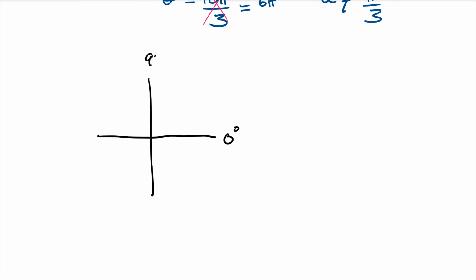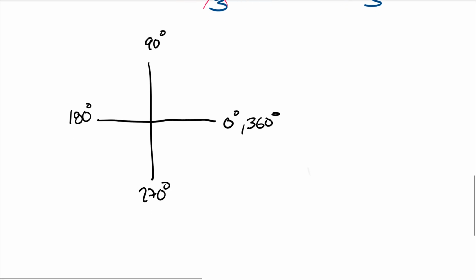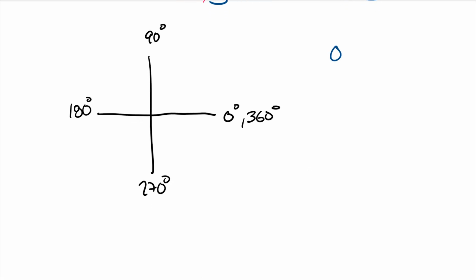0 degrees, 90 degrees, 180 degrees, 270 degrees, 360 degrees. Now let's find some reference angles. So let's start off and say theta is equal to, I don't want to use the same one I used before. Let's use something different. 30 degrees. Draw it in, like 30 degrees. Well, then, since we're already between 0 and 90, our reference angle is 30 degrees.